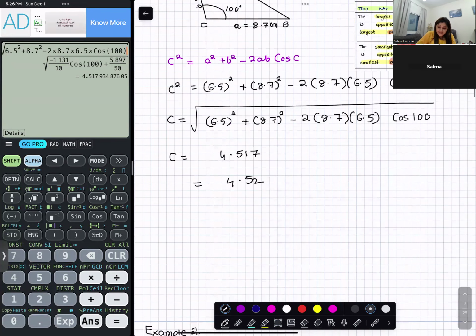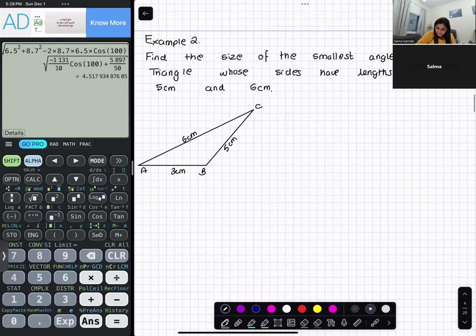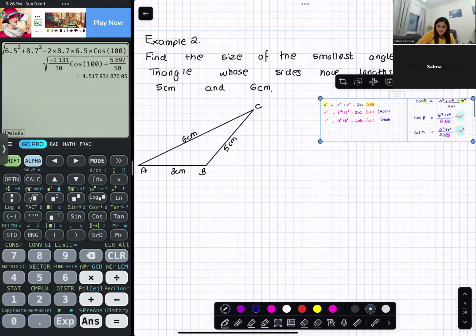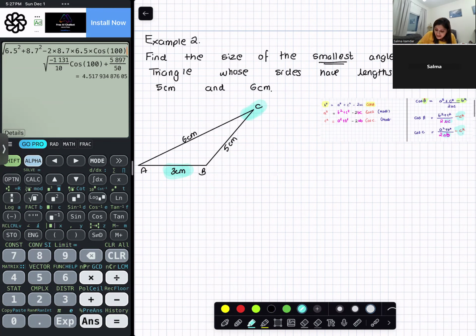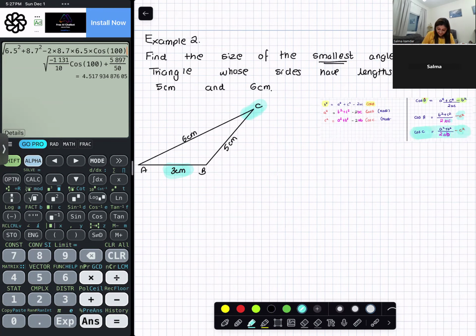You have to find the size of the smallest angle. So you should know that the smallest angle should be opposite to the smallest side. My smallest side is 3 centimeter. That means the smallest angle would be angle C. That means I have to find cos of C.